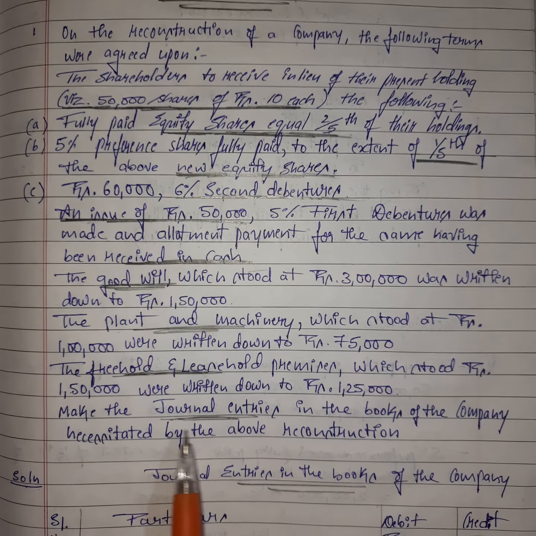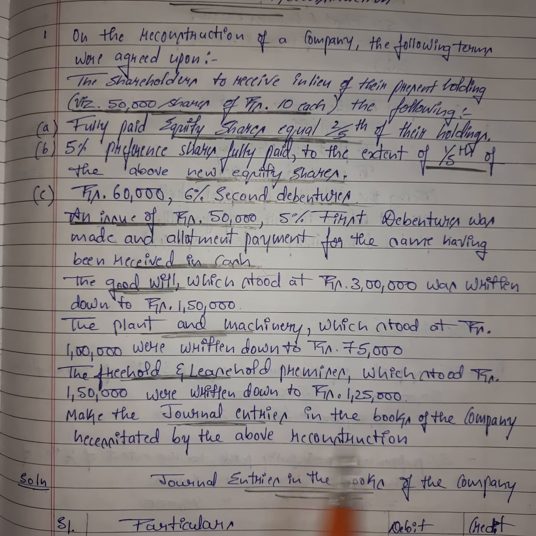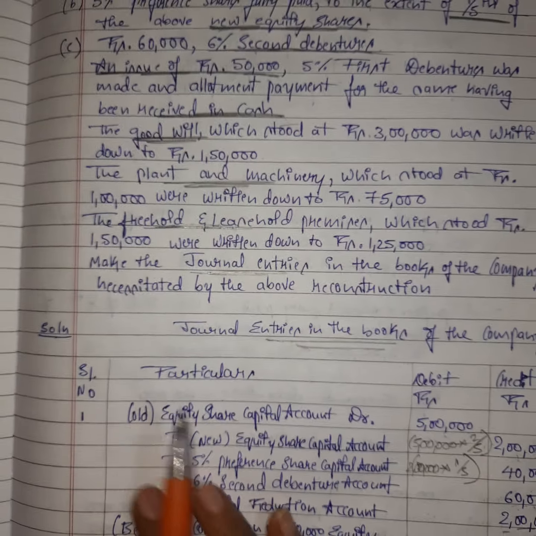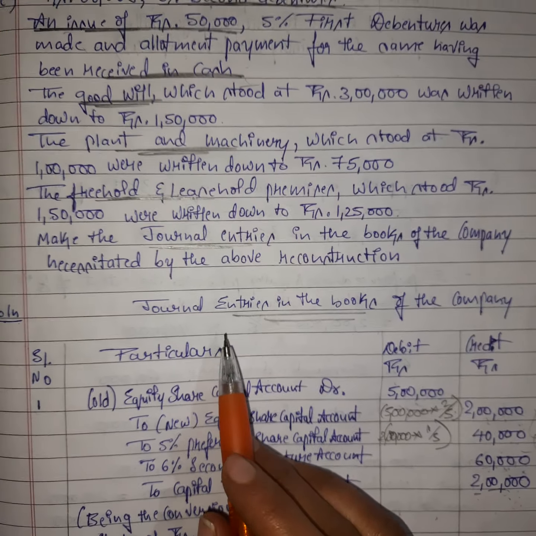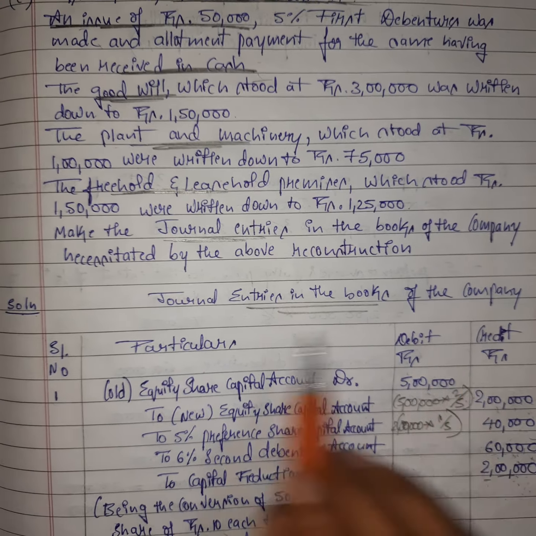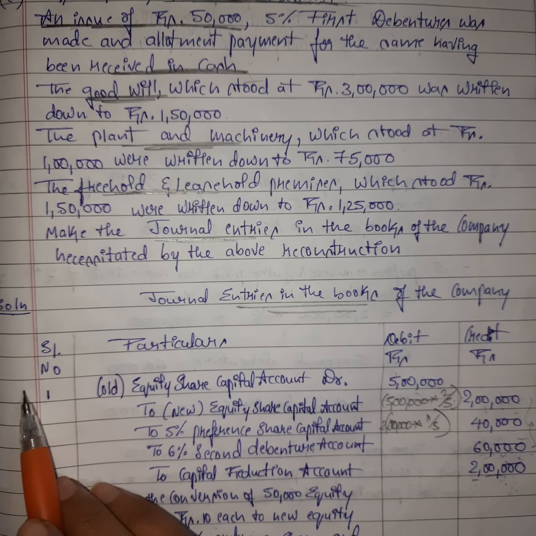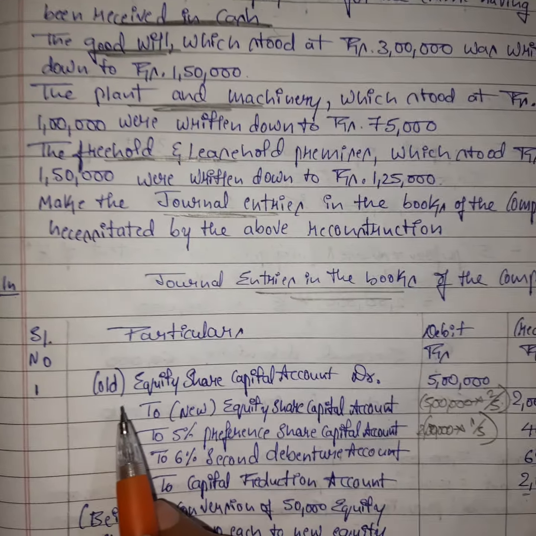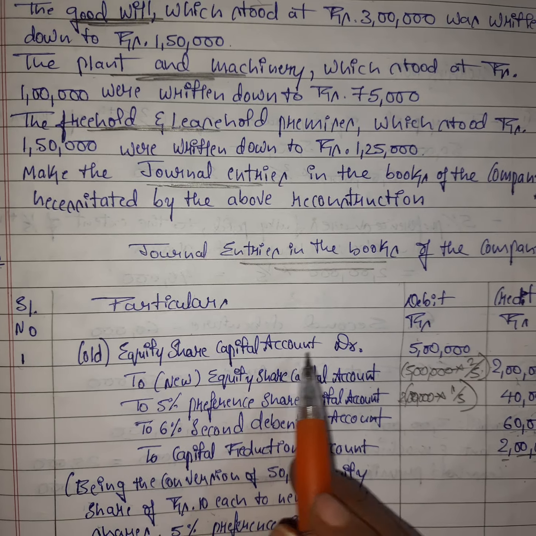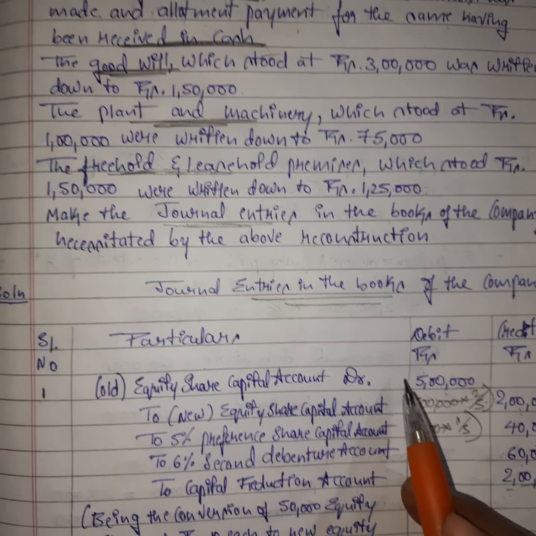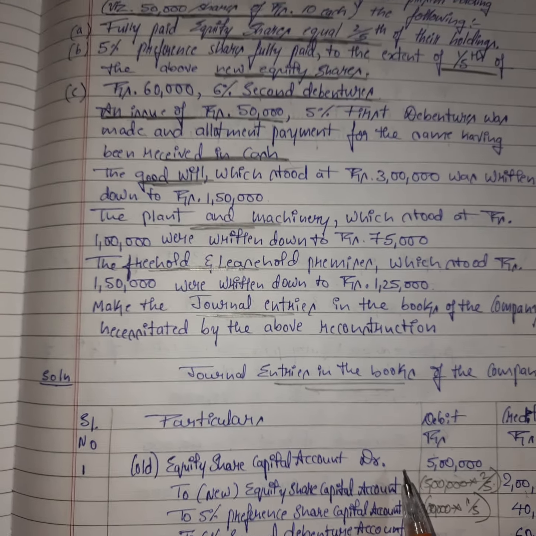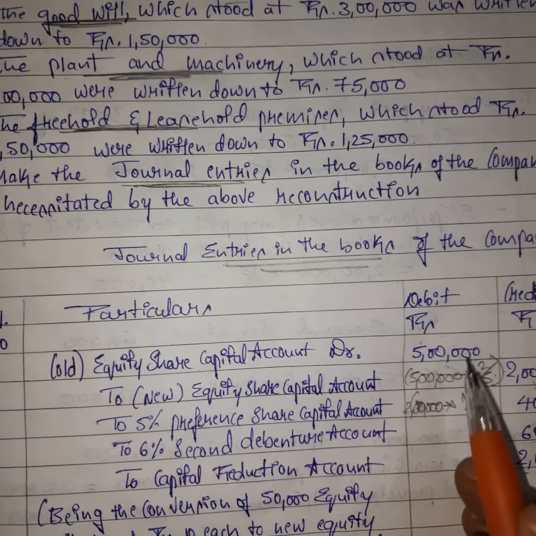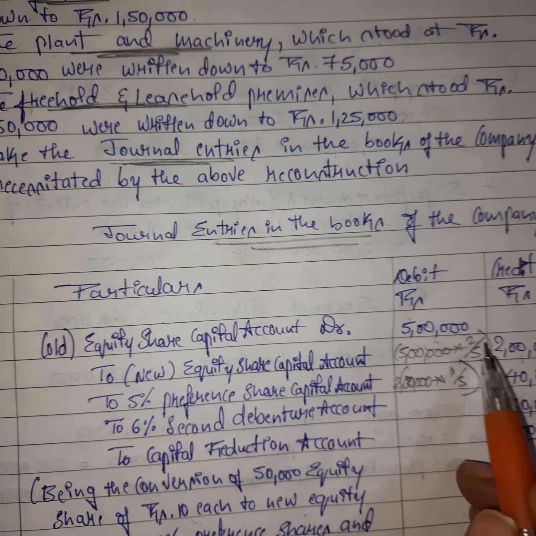Coming to the next, make the general entries in the books of the company necessitated by the above reconstruction. Coming to the solution, you should write journal entries in the books of the company. Totally 4 columns: serial number, particulars, debit rupees, credit rupees. Coming to the first point, old equity share capital account debit. The amount which you have taken is 50,000 into 10 each. On the debit side, you will be mentioning 5 lakh.